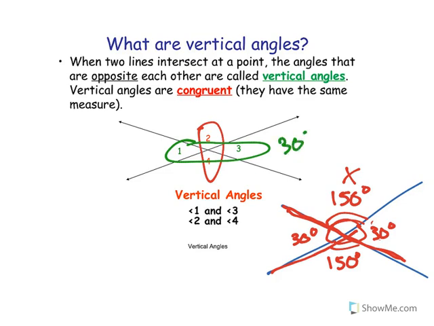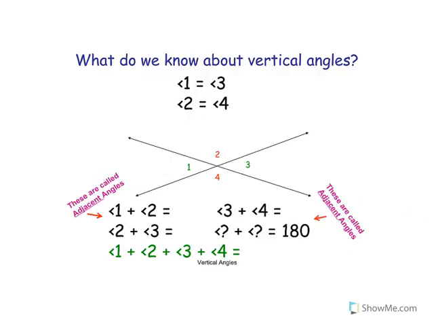If I told you that this was 30, you'd be able to tell me that this was 30, because it's vertical to angle 3, angles 1 and 3, and since this is going to be the supplement, we would do 180 minus 30 is 150, and we can do the same thing here. So what do we know about these angles? 1 is equal to 3, 2 is equal to 4.